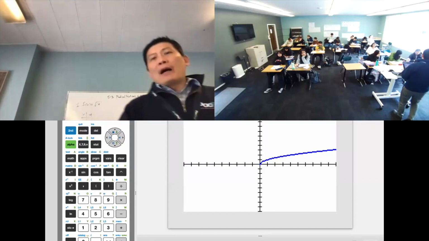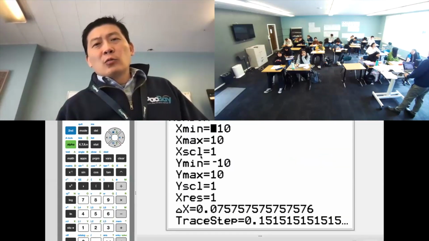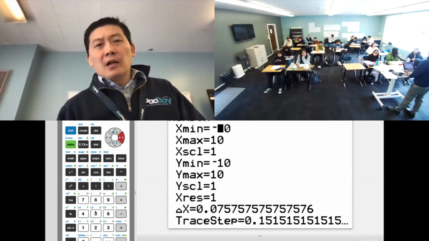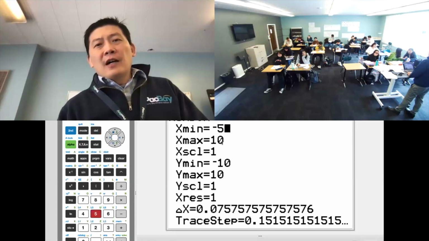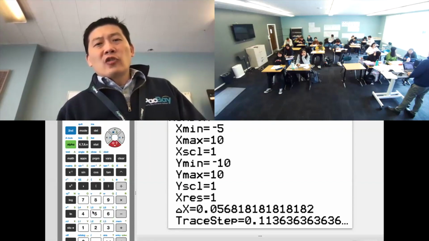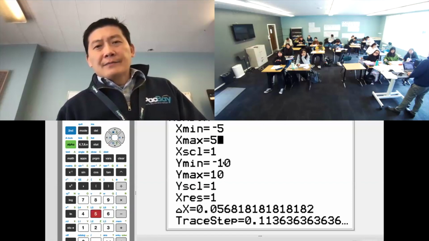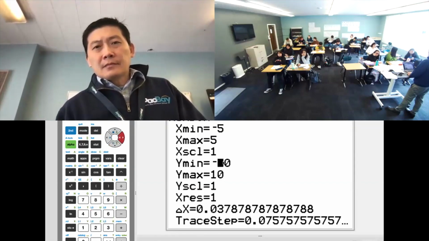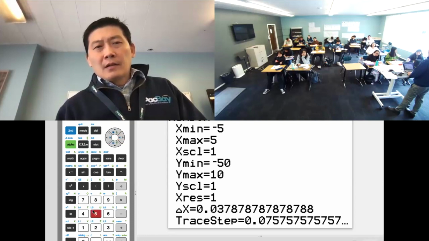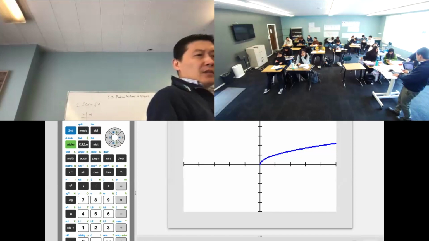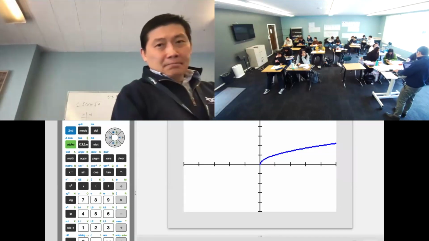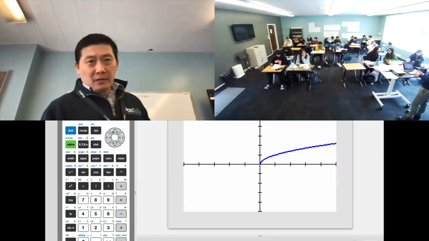Okay. I want to go back to window to go back to -5, simply because -5 to 5 gives me a better vision of the shape of the graph. Okay, so this is what I have. So that's number 1, easy stuff, right? Piece of cake. Now, next one.